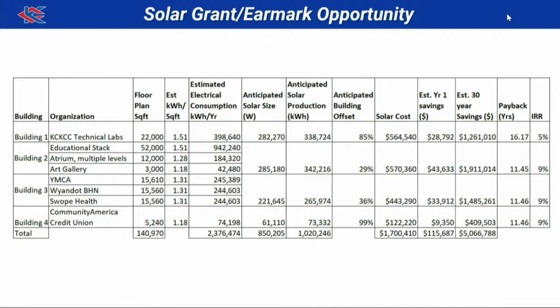When we look to the far right, estimated 30-year savings, you can see by building. So the tech labs would save $1.2 million, educational stack about $2 million, the healthcare building 1.5, and the credit union about 400,000. And because the Department of Energy would be paying half of this, the payback years would be cut in half, right? So when we look at it that way, the revenue is even greater.